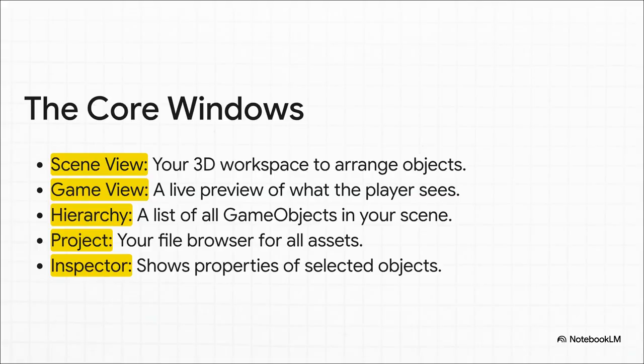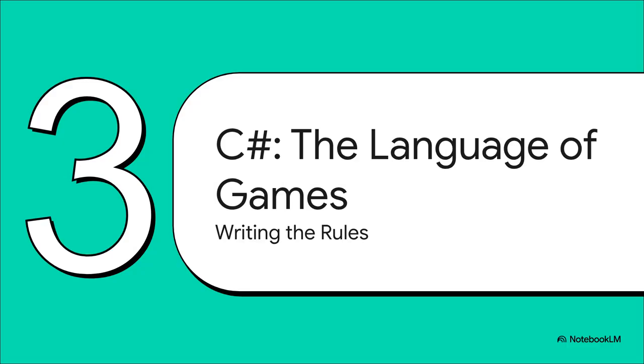We've talked about game objects and components, the building blocks, but now let's talk about the most powerful component of all, your own custom code. This is where C# comes in. It's the language you'll speak to Unity to write the rules and give your game objects their own unique brain.